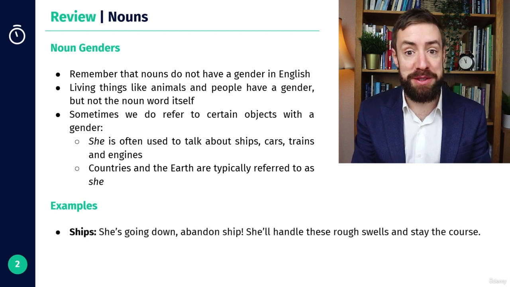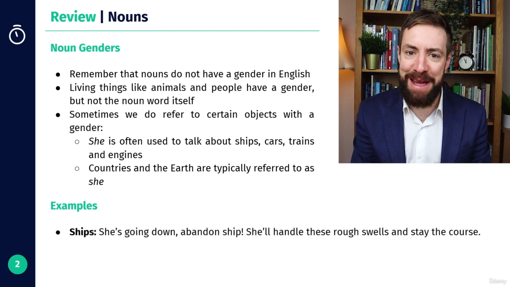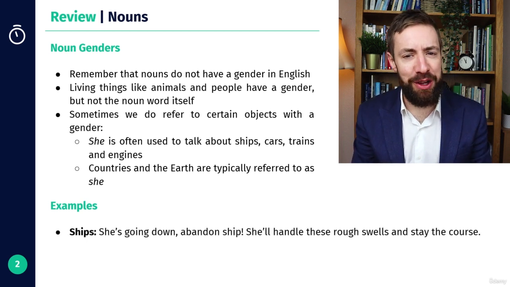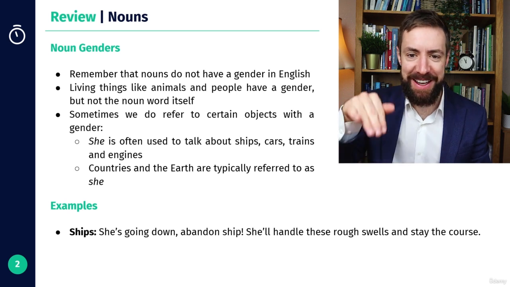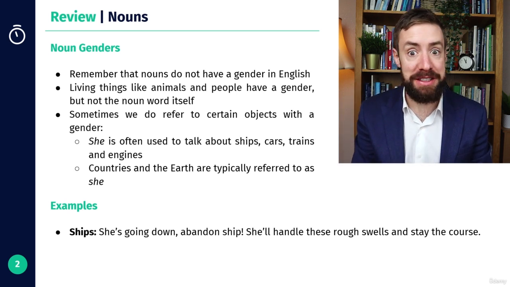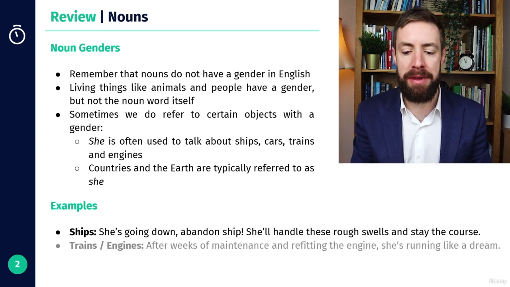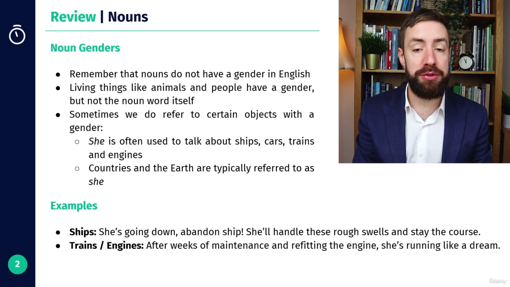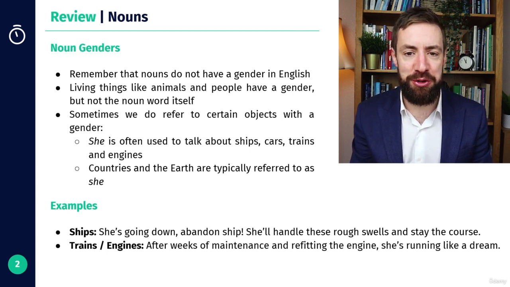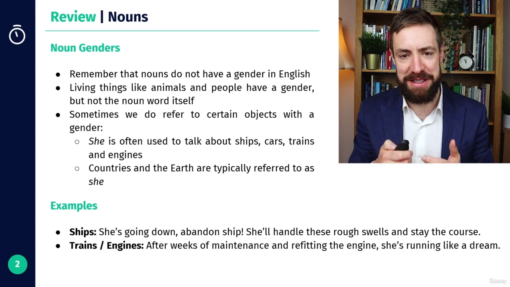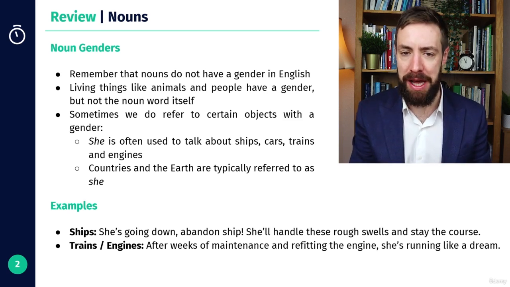First of all, for ships, you could say, she's going down, abandon ship. Or she'll handle these rough swells, that's like a lot of waves, and stay the course. So they're talking about the ship as a she. Trains or engines: after weeks of maintenance and refitting the engine, she's running like a dream. So that's the train or the car or something like that.